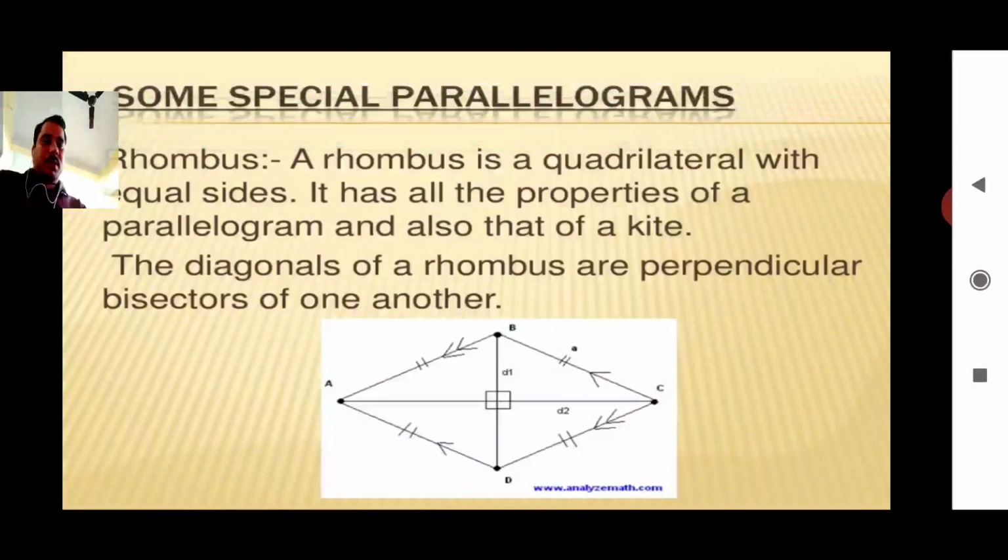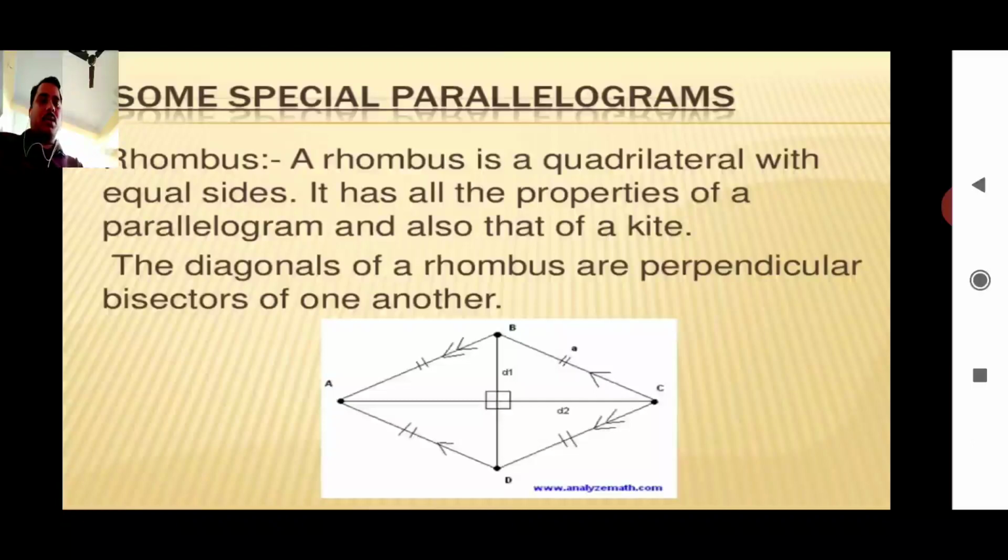One of the special types of parallelogram is the rhombus. What is a rhombus? A rhombus is a quadrilateral with equal sides. It has all properties of a parallelogram and also that of a kite. Notice here, in a rhombus, all sides will be equal. It holds all properties of parallelograms and kites.